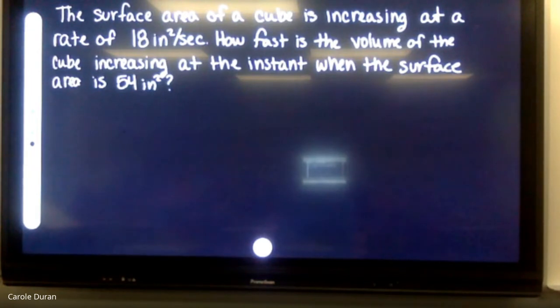Are we all done writing? Okay, so this problem says the surface area of a cube is increasing at a rate of 18 inches squared per second. How fast is the volume of the cube increasing at the instant when the surface area is 54 inches squared?